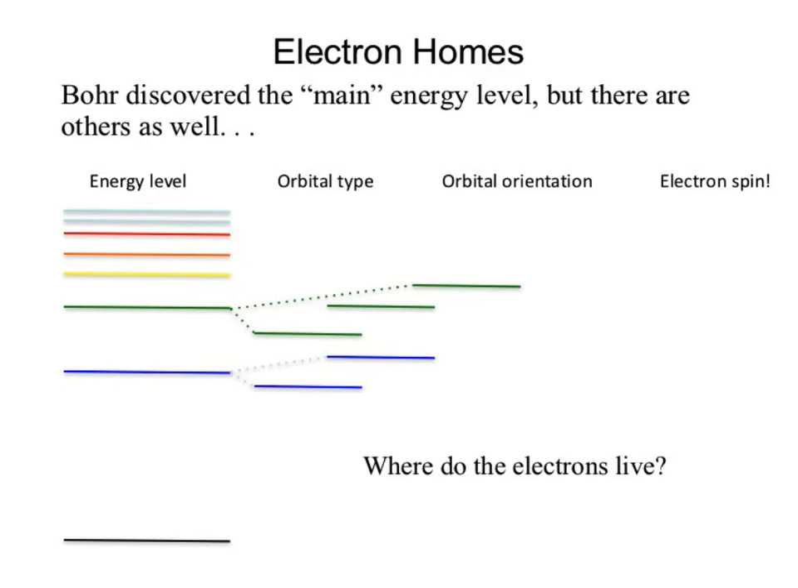If you look at where you live, you might tell them your address, the number, like an electron spin. You might tell them the street, your orbital orientation. You might tell them the town, orbital type. You might tell them the country, energy level. It's the same type of process that you use to describe where you live.